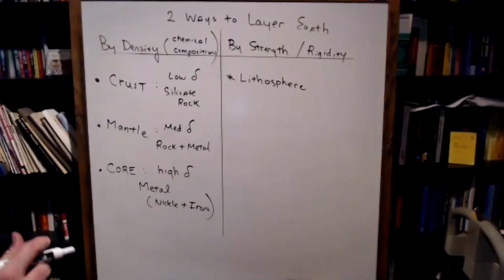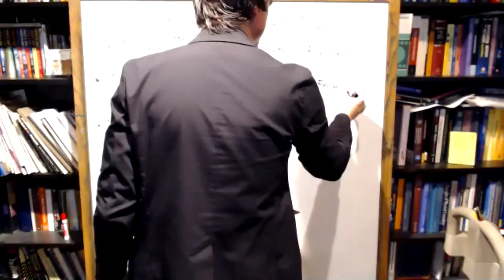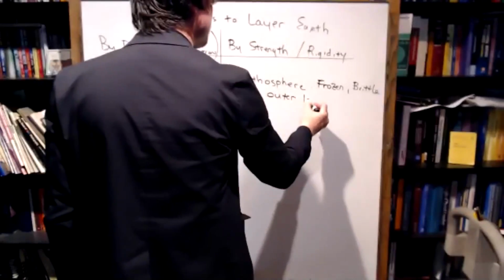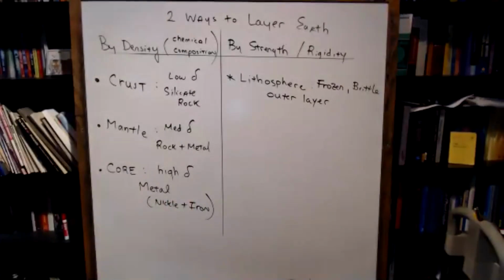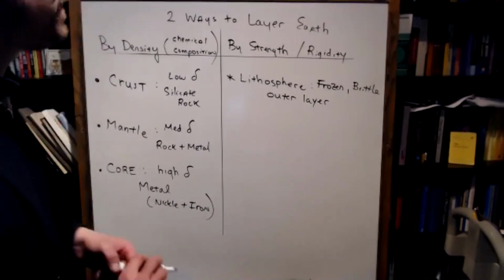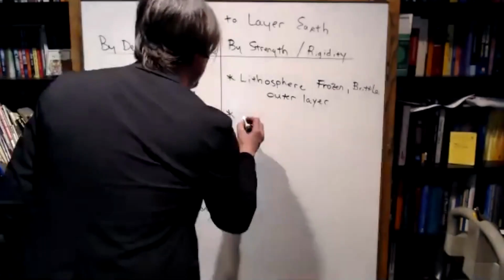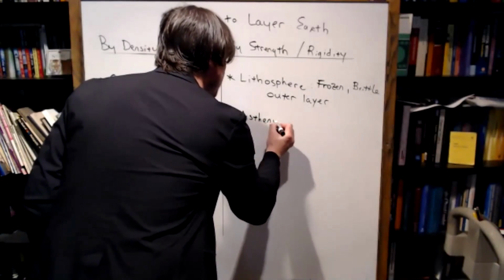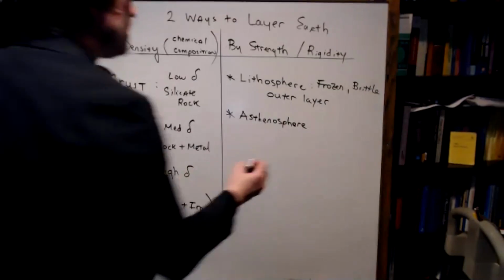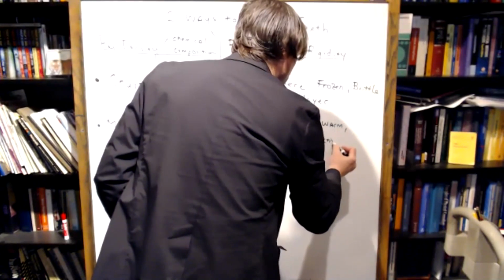Okay, so there's the lithosphere. And the lithosphere could be defined as the frozen, brittle, outer layer of planetary surface. And the frozen, brittle, outer layer, the lithosphere, is followed directly afterwards by a layer that is warm convective rock. And this is called the asthenosphere, if I'm pronouncing that right. The asthenosphere is a layer of warm convective rock.